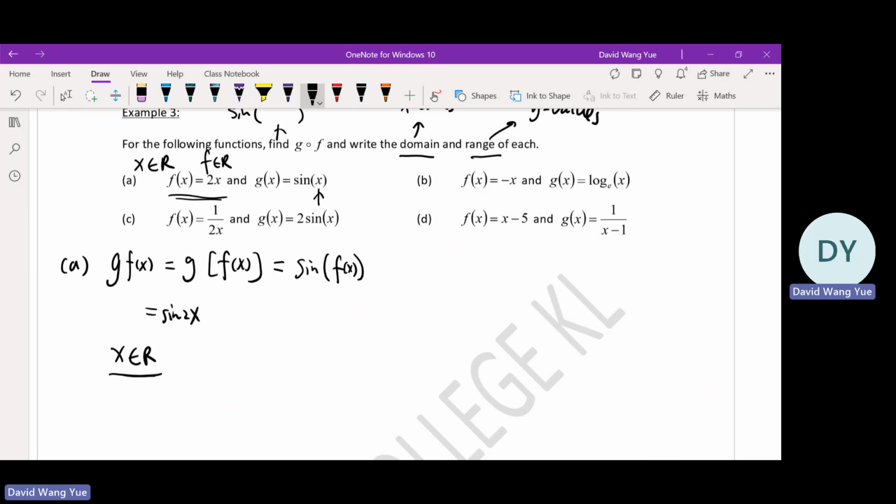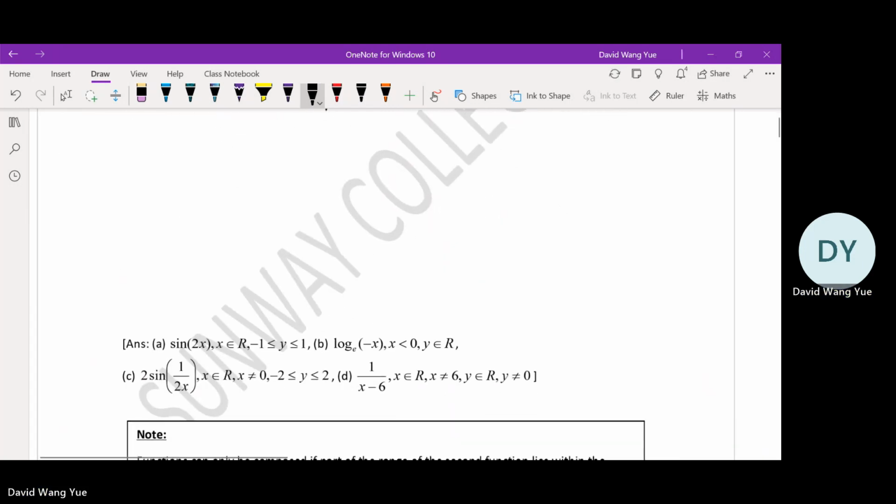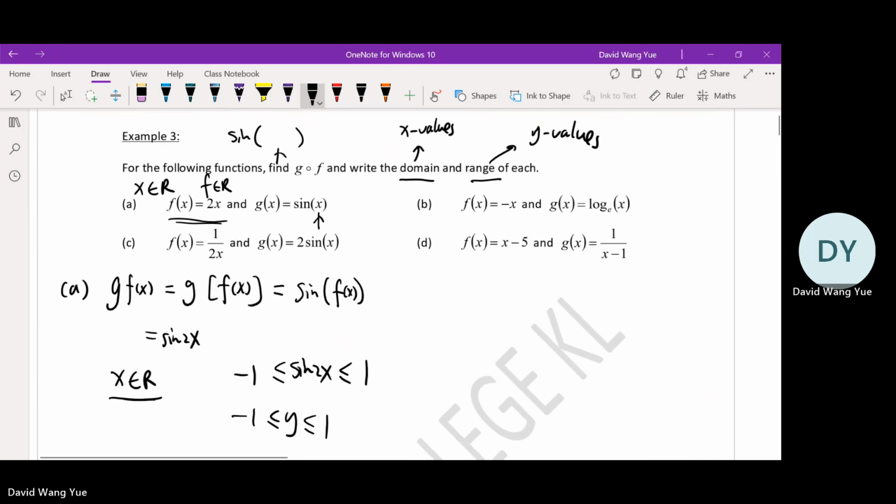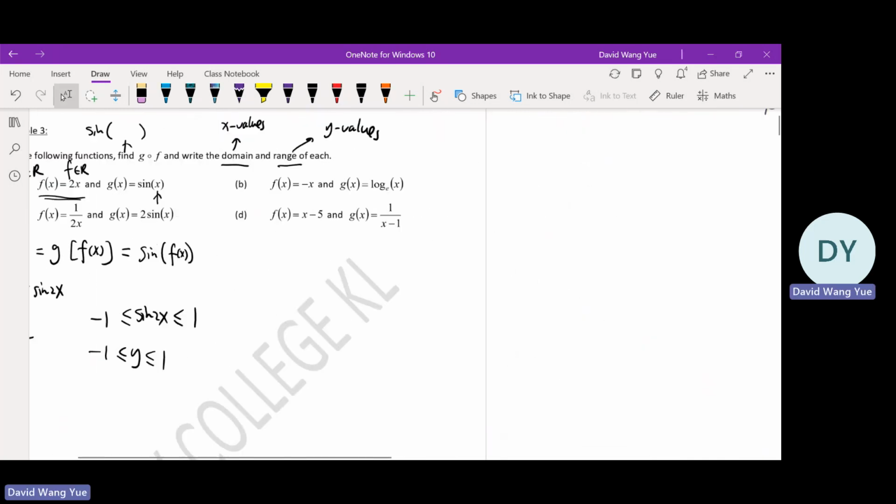And then let's look at the range. Now there's a range for sin 2x. Sin 2x, just like the other sine functions, is always between -1 and 1. Therefore, the range of the function is from -1 to 1. Now here we need to take note of one thing.